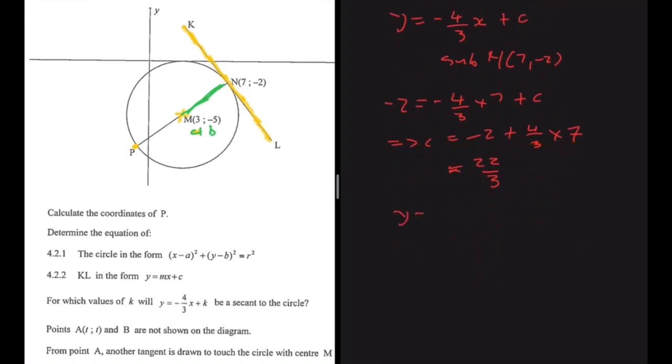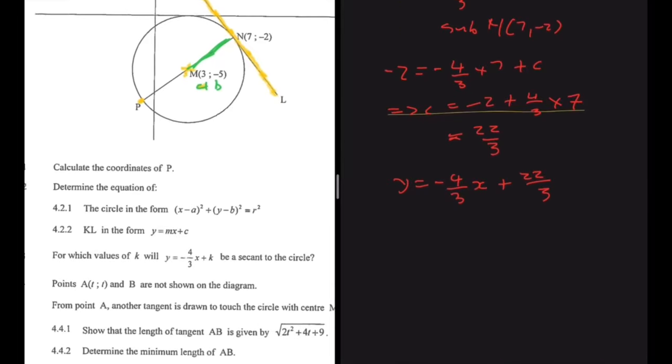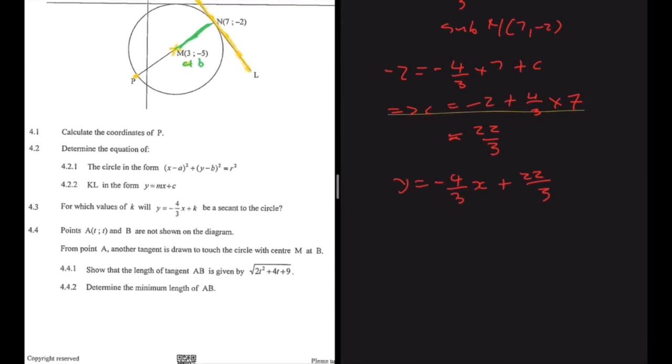So y is equal to minus 4 divided by 3x plus 22 divided by 3. But this equation looks shady, so let me substitute the x value of N and see if I will get the y value, right? Perfect. I'm getting minus 2 when I substitute 7. So I think we're good to go.